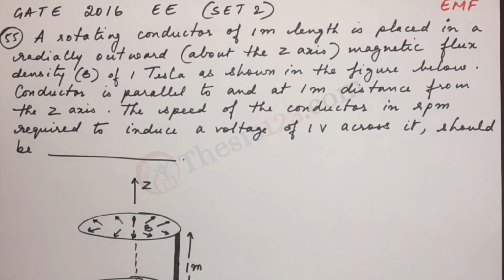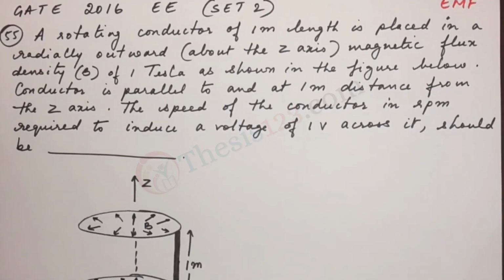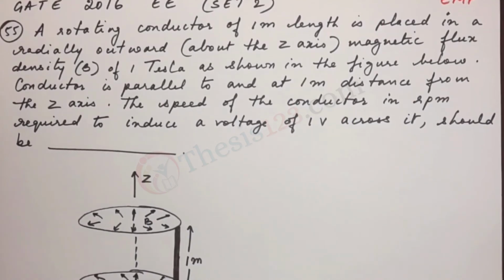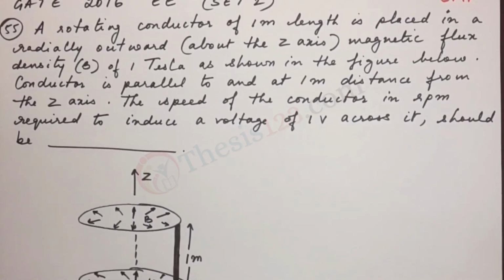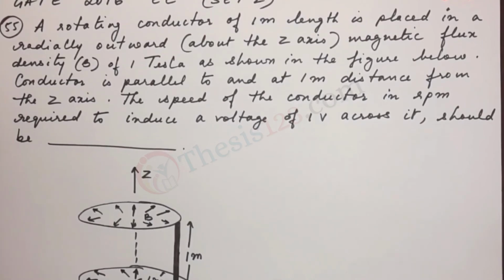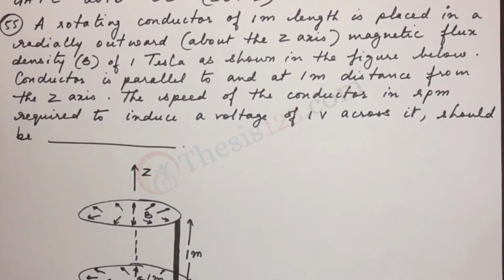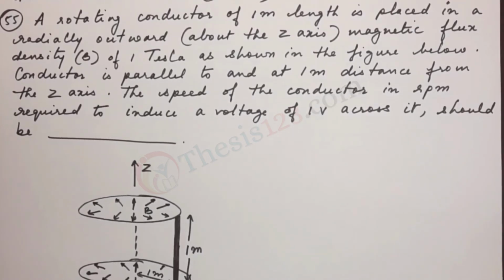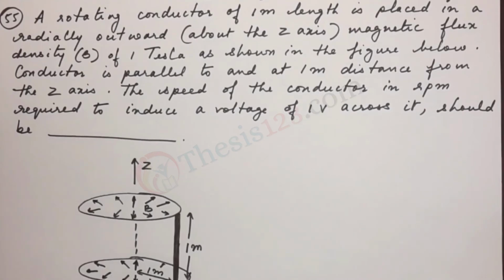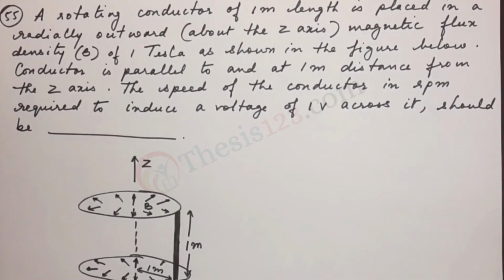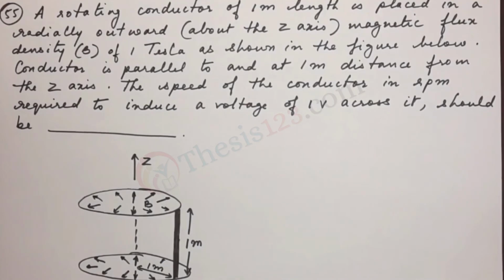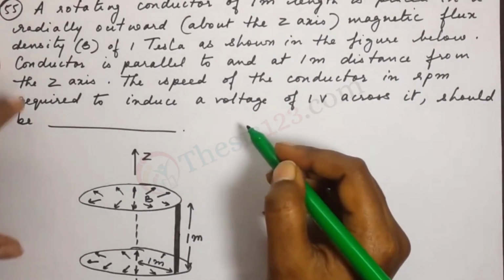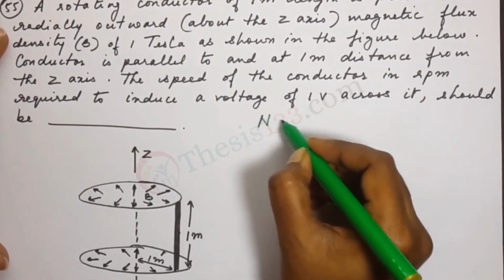Here's the next question, number 55. A rotating conductor of 1 meter length is placed in a radially outward about the z-axis magnetic flux density B of 1 Tesla as shown in the figure below. Conductor is parallel to and at 1 meter distance from the z-axis. The speed of the conductor in RPM required to induce a voltage of 1 volt across it should be dash. Okay, so here we are asked to find out what the speed is.